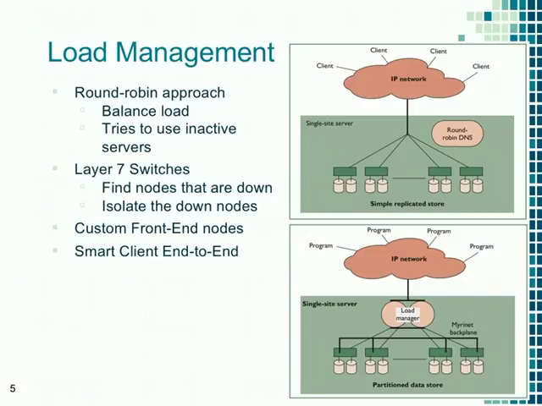Most of the load management systems are layer 7 switches. They know HTTP requests and will parse URLs. They will find when a node is down. It does this by watching the TCP connections when they are open, so it knows when a node goes down. This causes it to isolate the down nodes.